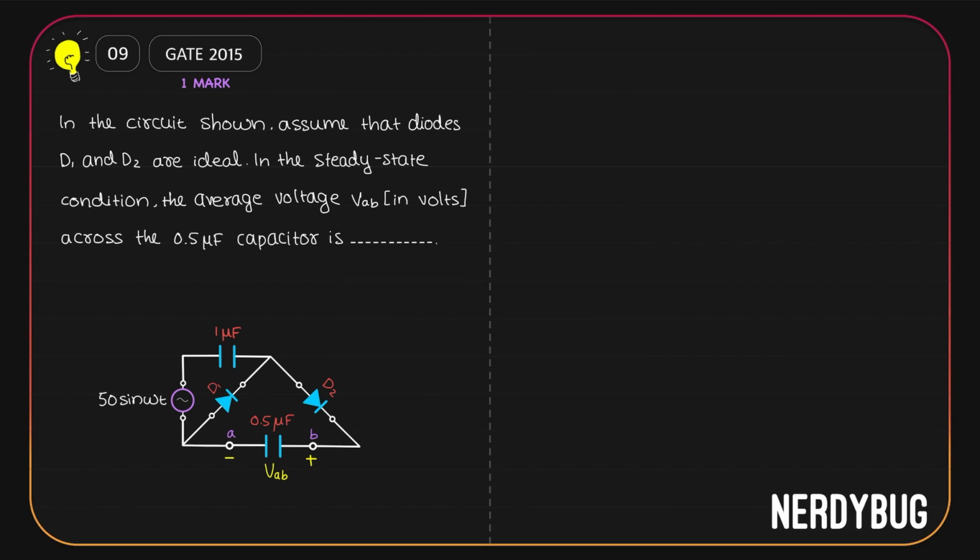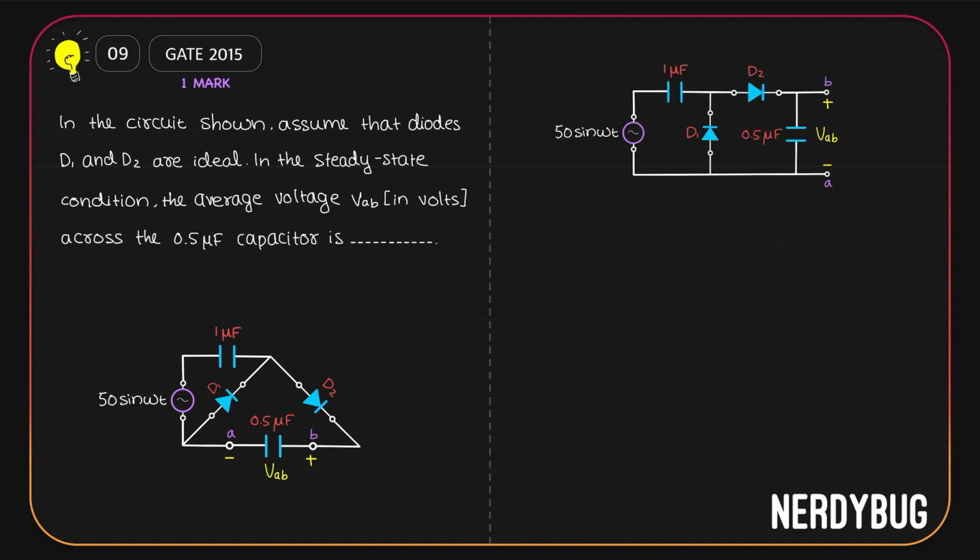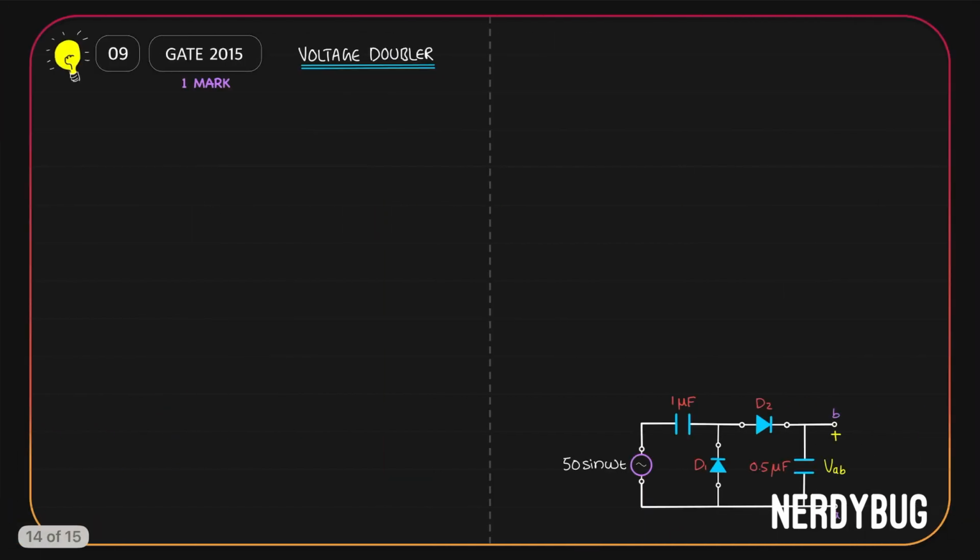This is again the simplest problem once you recognize the circuit. This looks like a fancy circuit with a triangle shape and all, but we can draw it in a much simpler way like this. What we have over here is nothing but a voltage doubler circuit. Let me show you how it works.